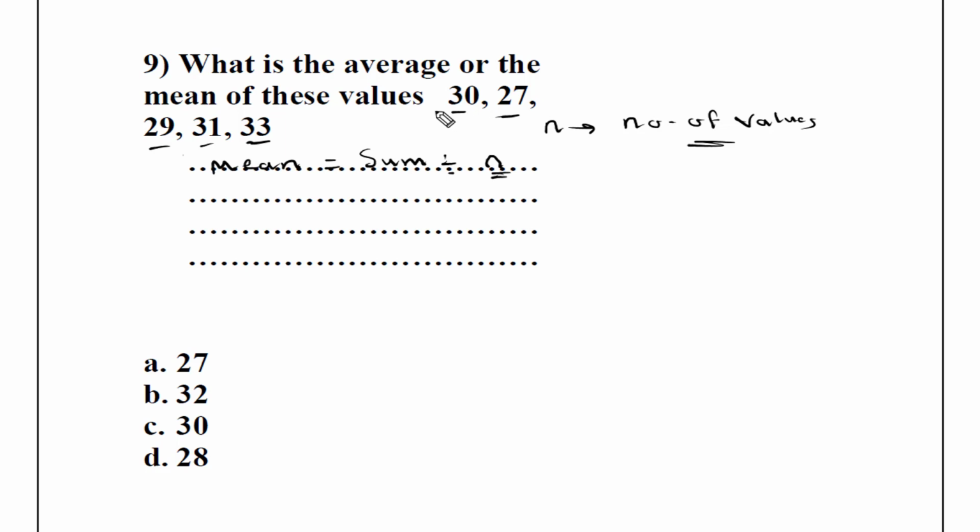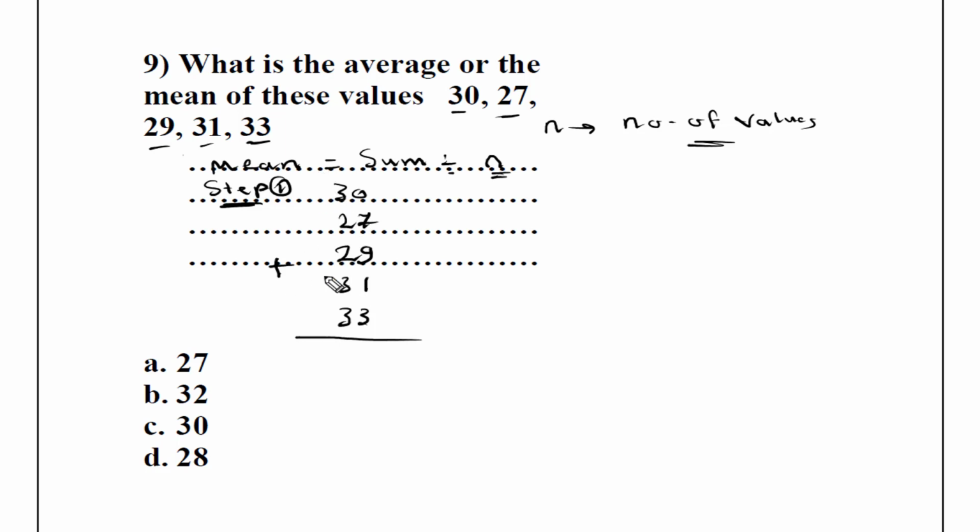So to find the mean here, we can do it in 2 steps. Step 1, we will add all the values. We have 30 plus 27 plus 29 plus 31 plus 33. We can write it as a column addition. And don't forget to order the numbers above each other, the ones place under ones place, and tens place under tens place, and so on.